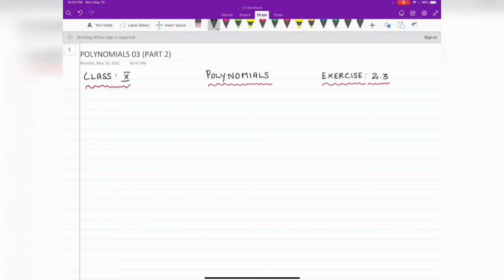Namaste and welcome. In our previous session, we discussed what the division algorithm for polynomials is and how to find the remainder and the quotient when you divide a polynomial by another polynomial. Also, we discussed the important points we should keep in mind when we divide a polynomial by another polynomial.